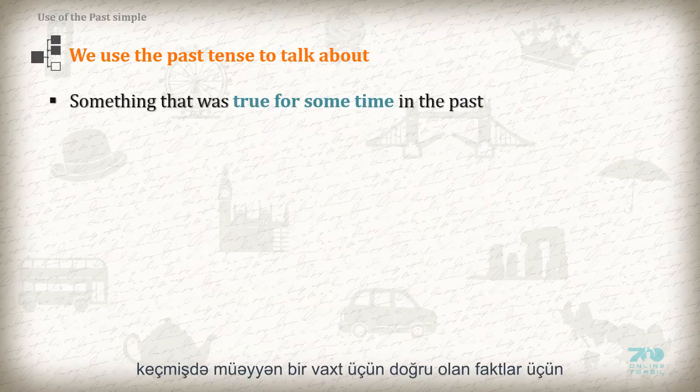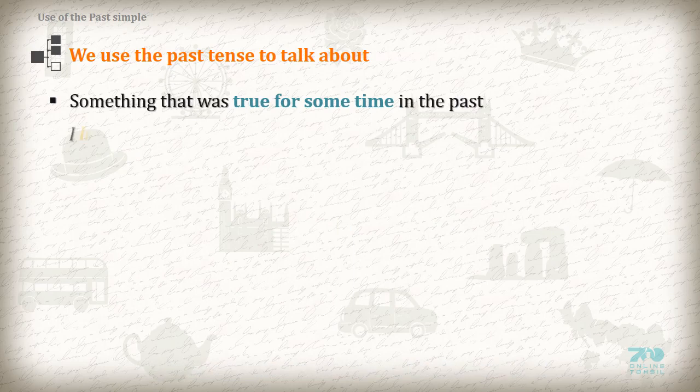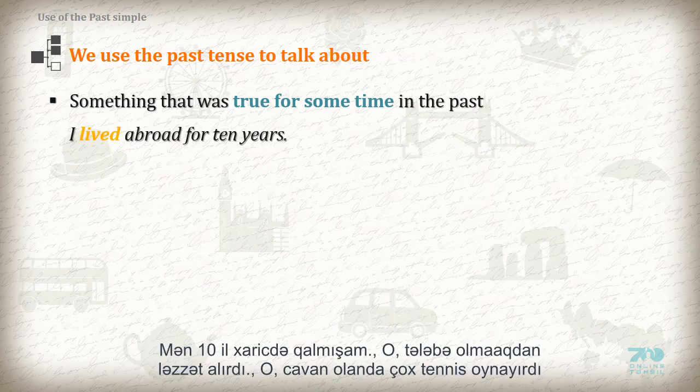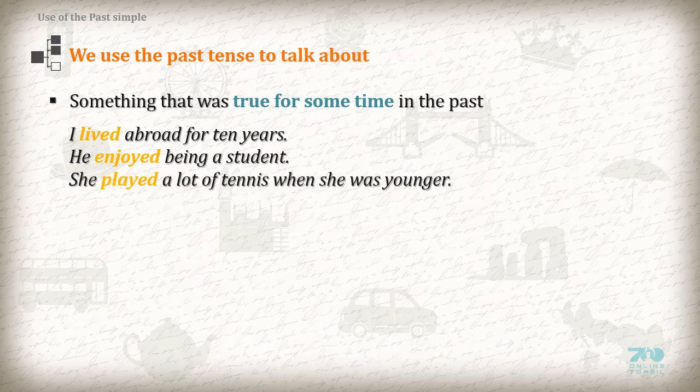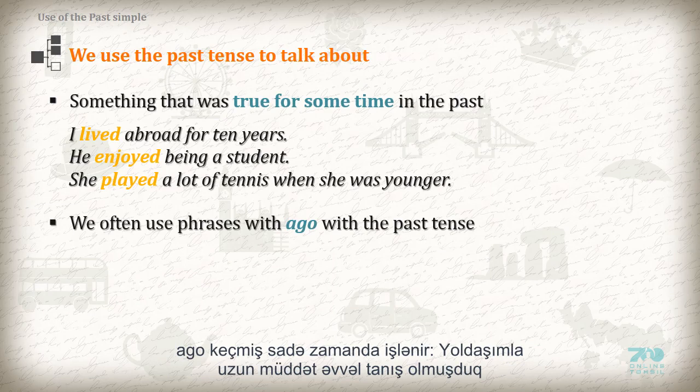Something that was true for some time in the past. I lived abroad for 10 years. He enjoyed being a student. She played a lot of tennis when she was younger. We often use phrases with ago with the past tense. I met my wife a long time ago.